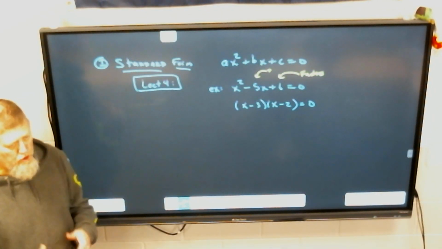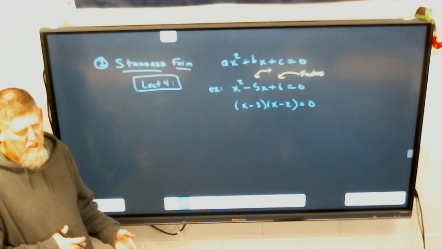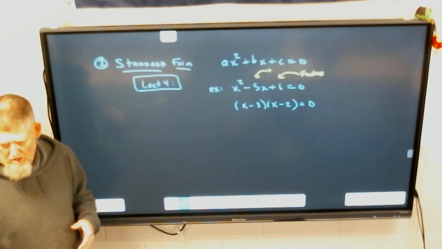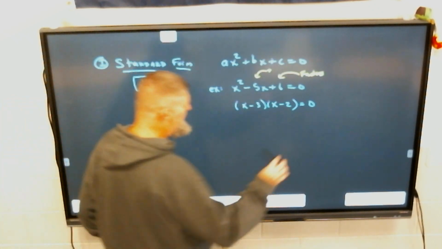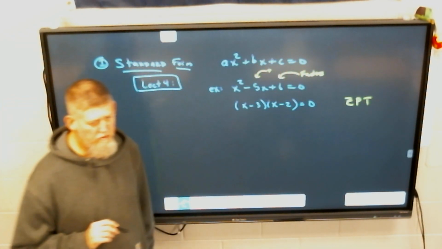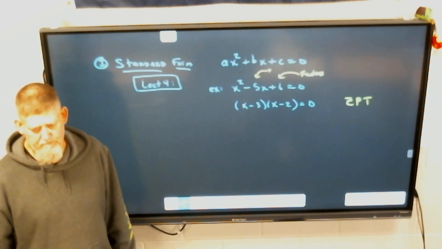Okay, so then what do I do from there? I reviewed this in lecture 15. How do I solve it from there? It's called the ZPT, lecture 15. I'll give you a hint, the T is theorem.